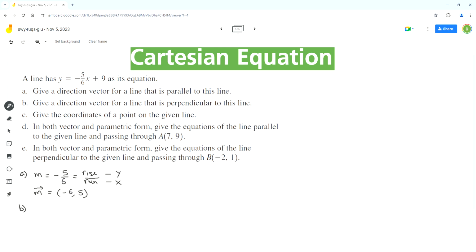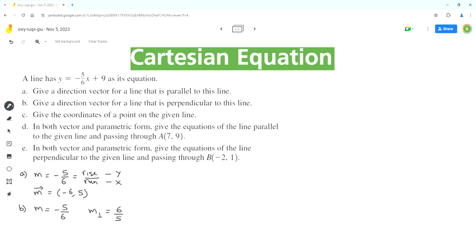Now we can analyze part B. Give a direction vector for a line that is perpendicular to this line. Now the slope of the given line is negative 5 over 6. We know that perpendicular lines have slopes that are negative reciprocals of each other. So the slope of a perpendicular line will be 6 over 5. So we flip the slope value and change its sign.